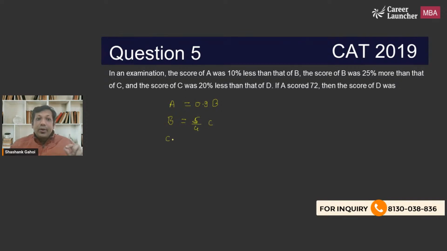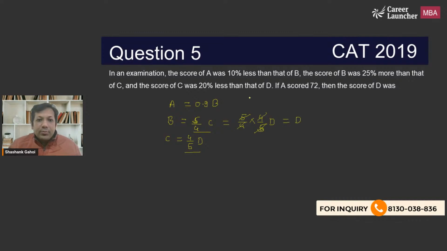Now C is scoring 20% less than that of D. It means C is scoring 1/5 less than D. It means C is scoring 4 by 5 of D. Okay. Now what I'm going to do, I'm going to plug this value over here. So what is the score of B? That is 5 by 4 of 4 by 5 of D. So the 4s and 5s cancel out, so the score of B and D is equal.